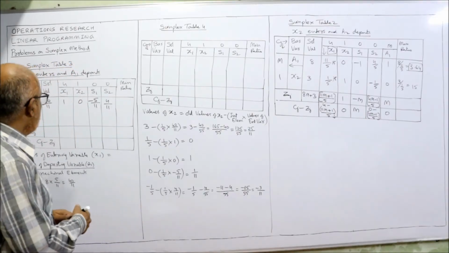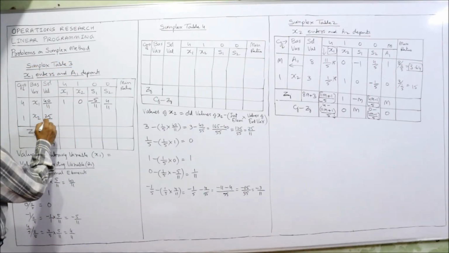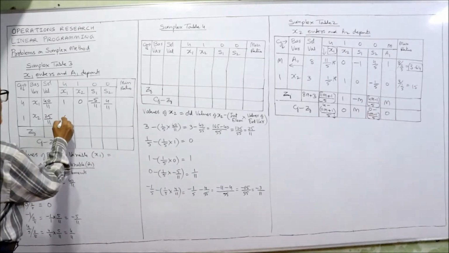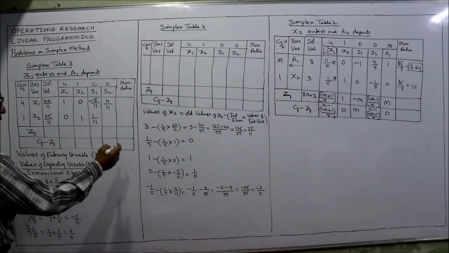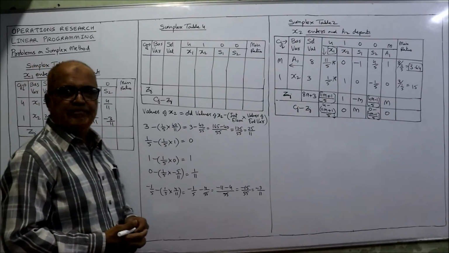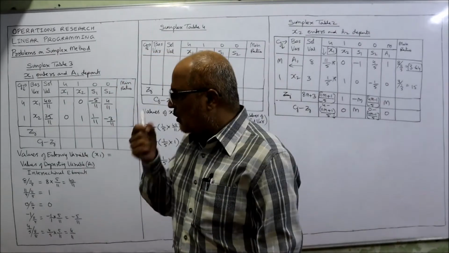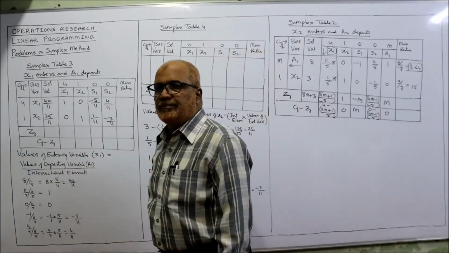Now I am taking the values of x2 here. That is 25 by 11. Second one is 0. Then next one is 1 by 11. Last one minus 3 by 11. That's it. So we have completed all the values. Now we need the values of zj.